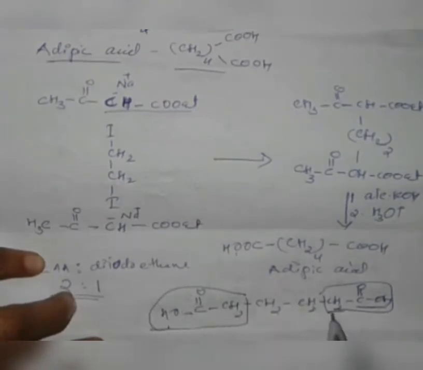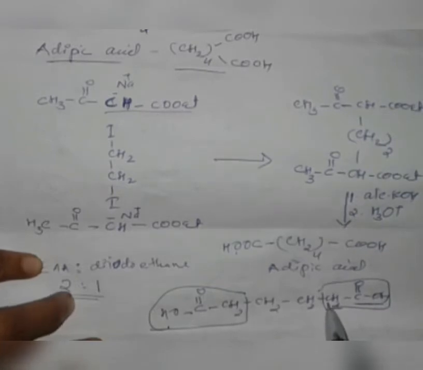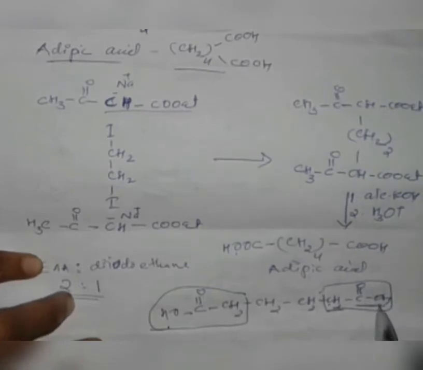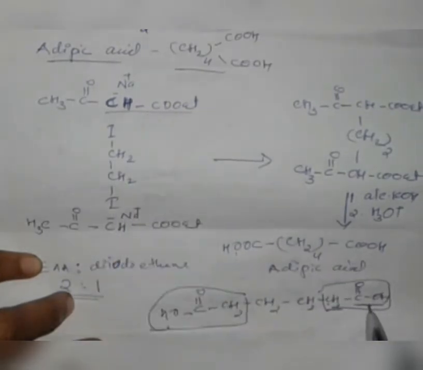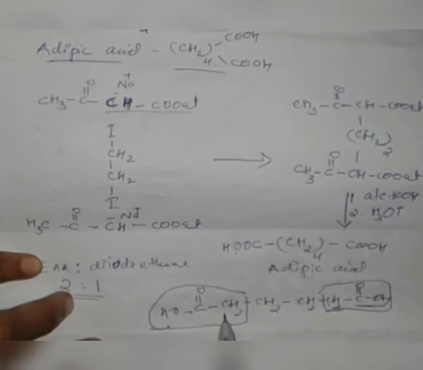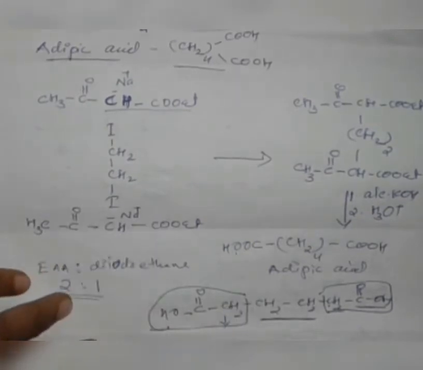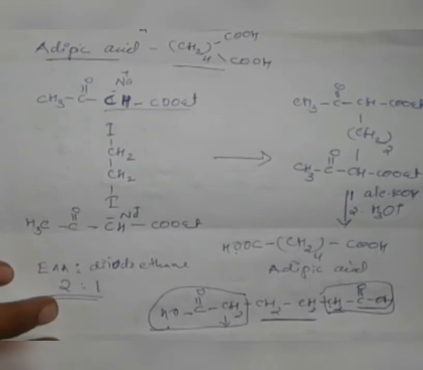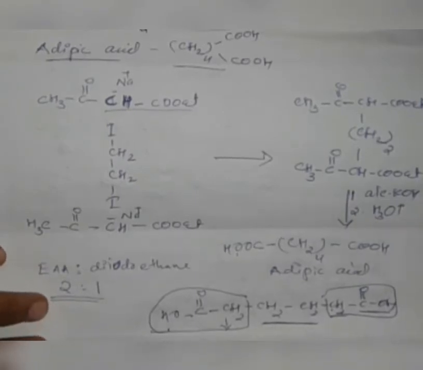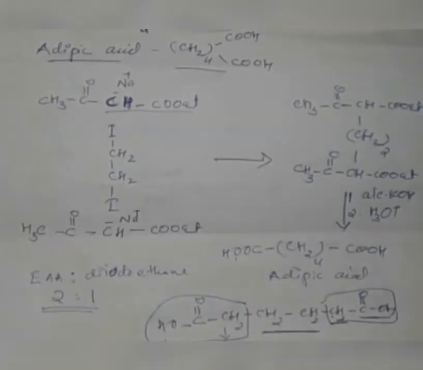That is, this CH2 is the methylene carbon of one of the EAA and COOH is the carboxyl or ester group of that EAA, and this is the methylene carbon of the second EAA molecule, and then these CH2 and CH2 come from the dihaloalkane. So by changing the dihaloalkane, we can produce a large number of higher straight chain carboxylic acids.